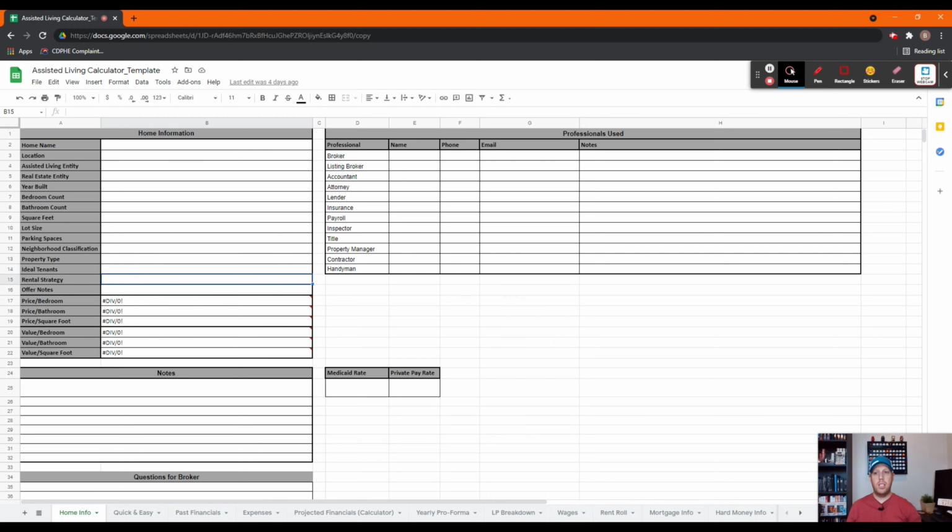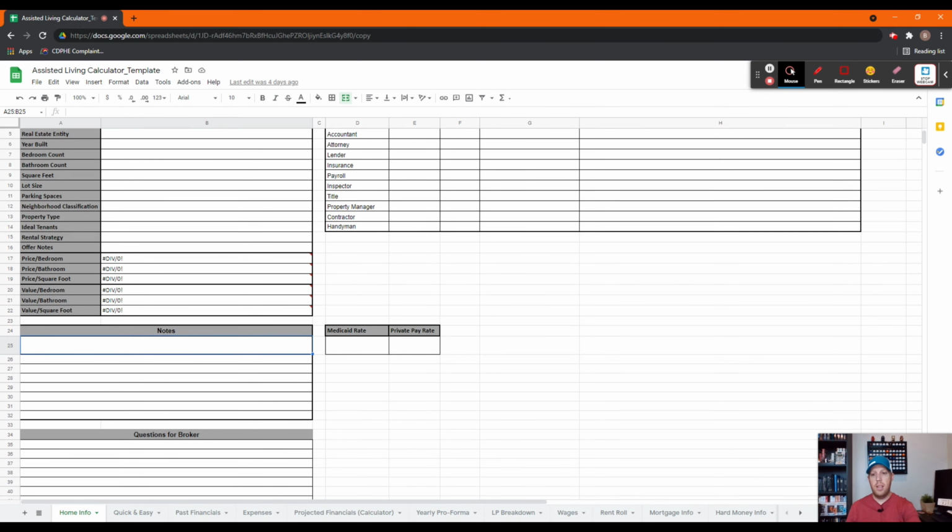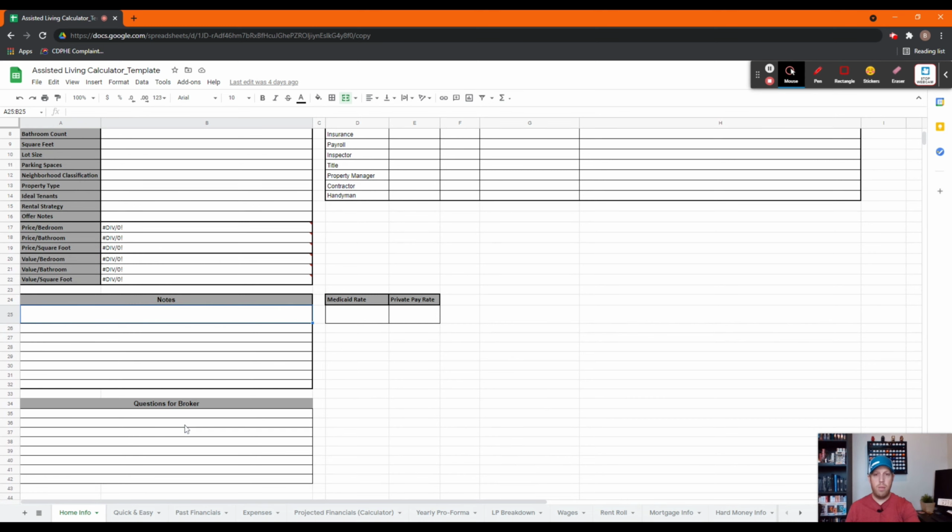What's your strategy, your rental strategy? Are you going to be bringing in people? Are you going to be using something like A Place for Mom or another resource like that? Are you using your Facebook page or your own website or whatever? Then notes on the offer that you want to make. These are just general notes, a section for that. And then this is questions that you have for the broker.